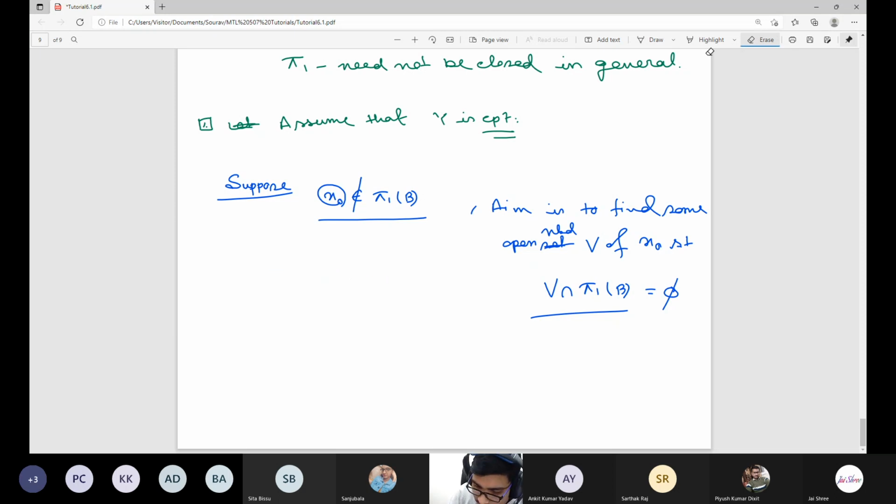If x0 is not here, what we have proved is that x0 cross Y is not a subset of pi1 inverse of B, or these two are disjoint actually. It's a set actually. This intersection is empty. Fine.